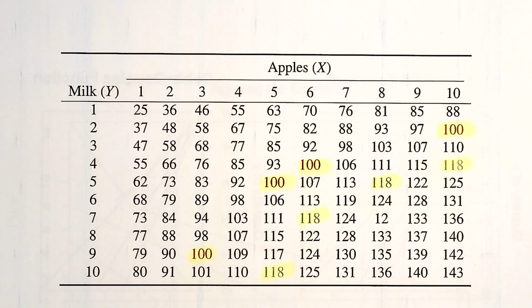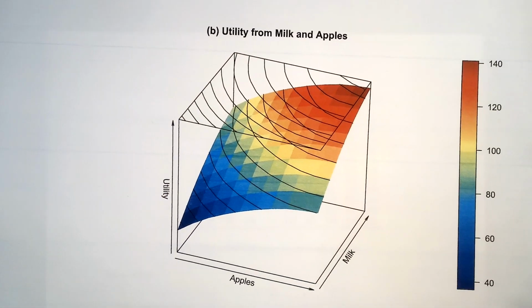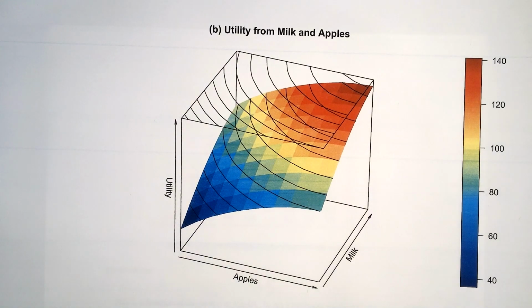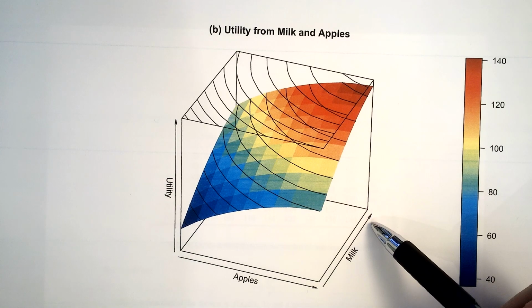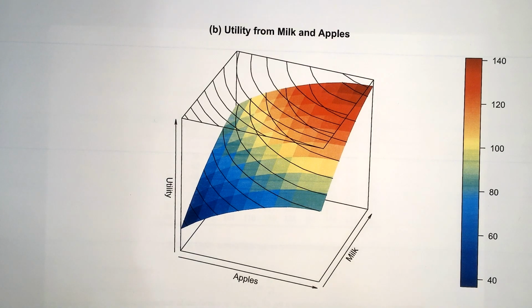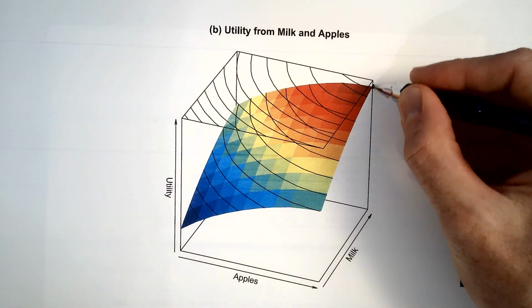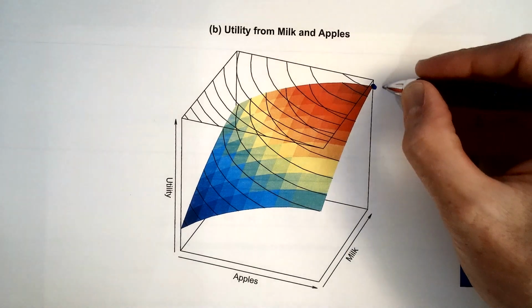So this table here, you can also represent in a 3-dimensional graph, which is what I have done on this plot here. On the x-axis, you have the consumption of apples. On the y-axis, you have the consumption of milk. And then on the z-axis, you have the utility, okay? That you get from a particular consumption level. So we have seen that at this point right here, where you are consuming 10 units of apples and 10 units of milk, your utility level is 143.